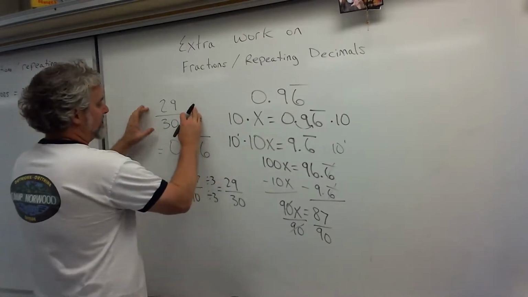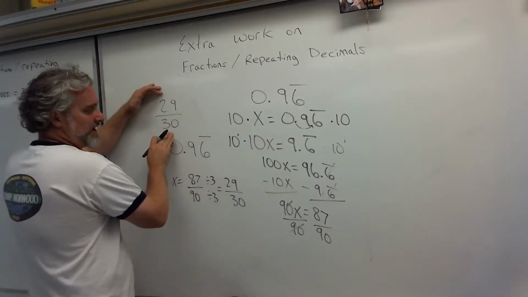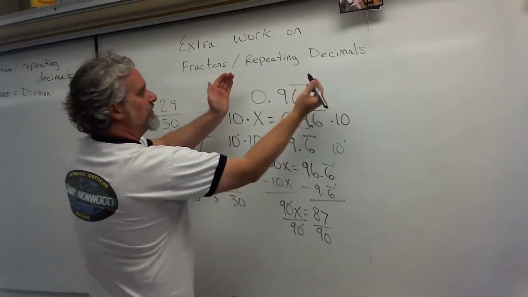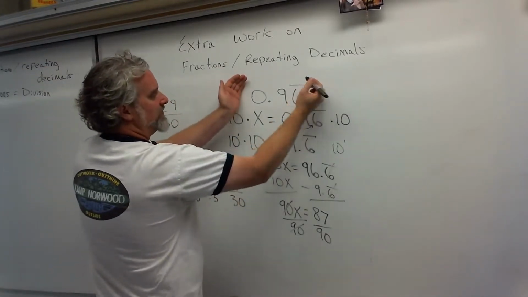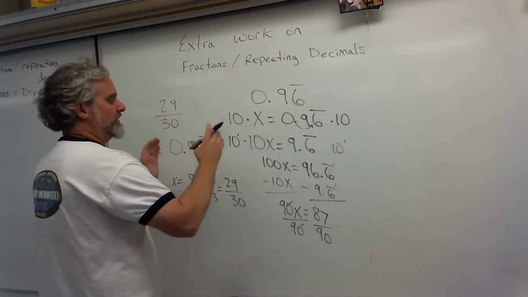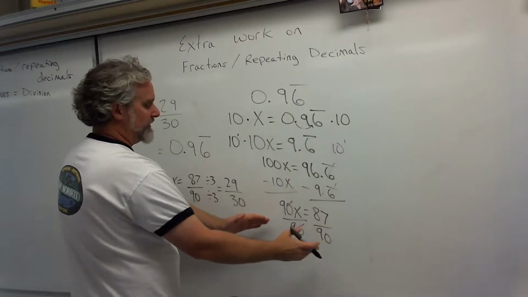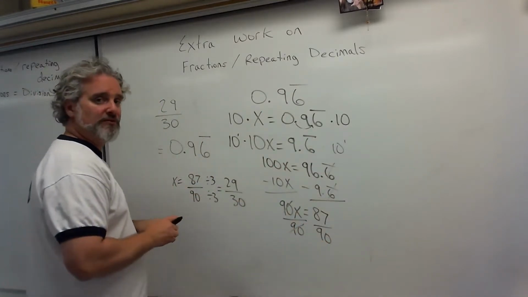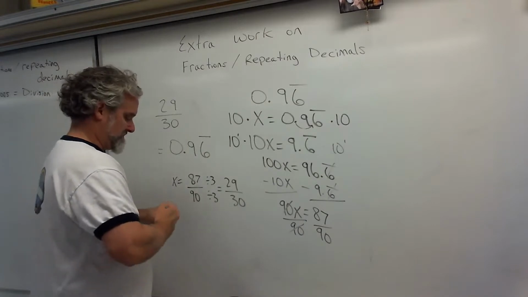So your homework was to take this fraction, get it into decimal form, which was 0.96 with the repeating 6, and then take that and bring it all the way back through into fraction form. Bring that in tomorrow, please, for full points. Thank you very much.